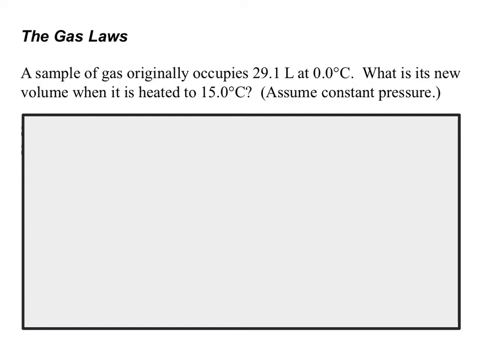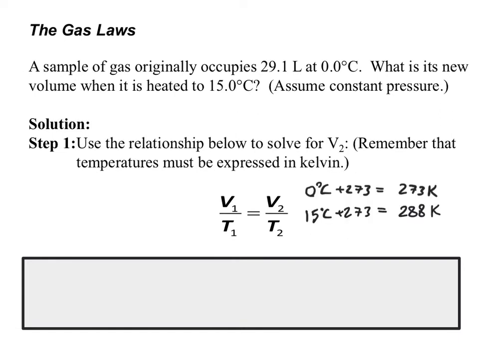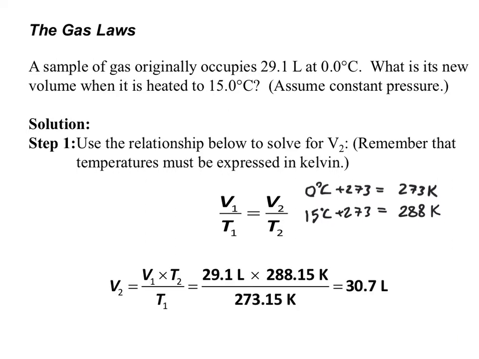Well, the equation that we know that compares volume to temperature is this one. We have to convert our temperatures into Kelvin, so we add 273 to both of them. We are also told that volume 1 is 29.1, so we are just solving for volume 2. We plug in the numbers, and we will find out that the volume would increase from 29.1 to a total of 30.7 liters. That is an increase in volume of 1.6 liters, which is relatively significant. Fun times indeed.